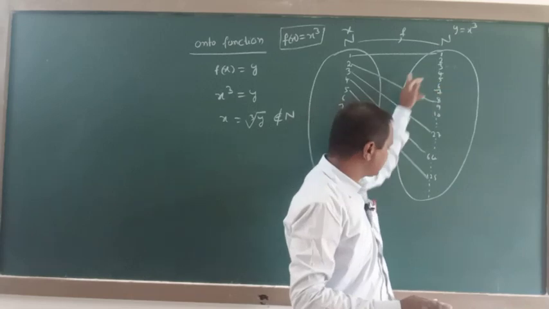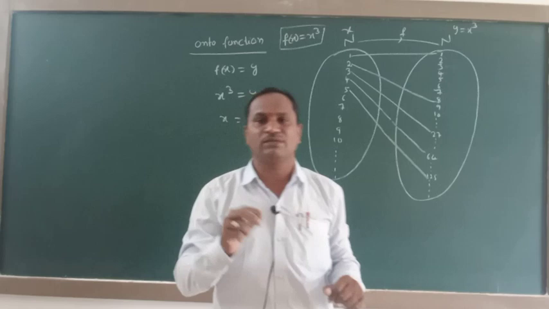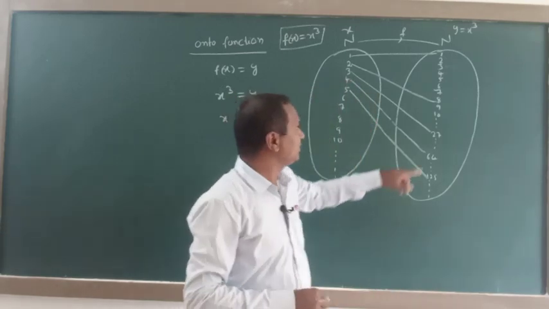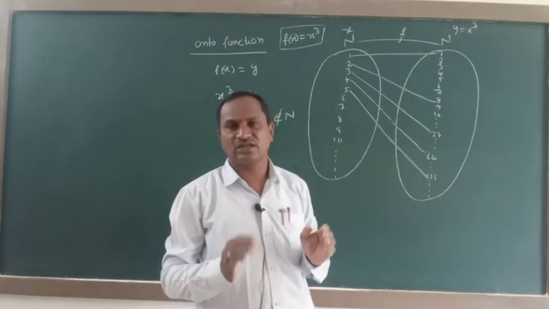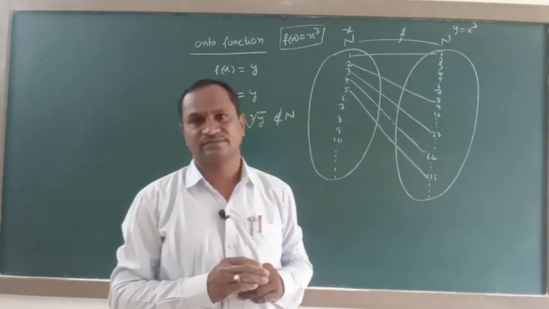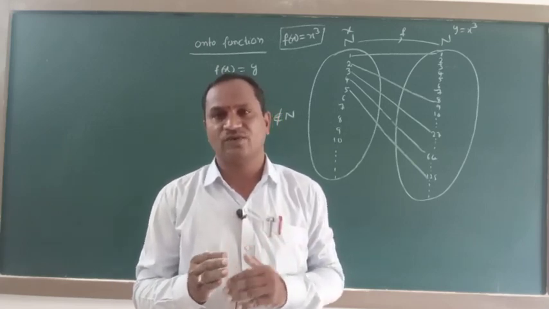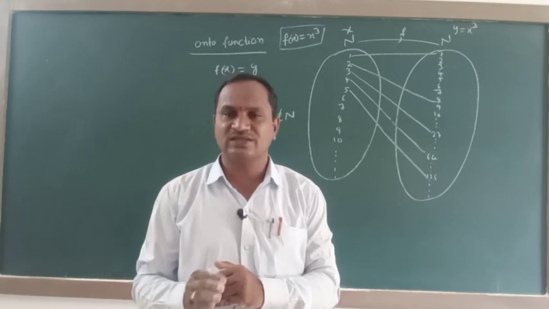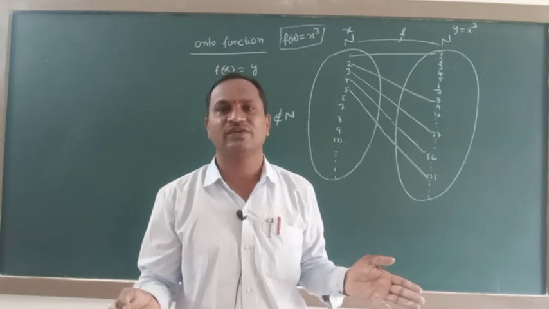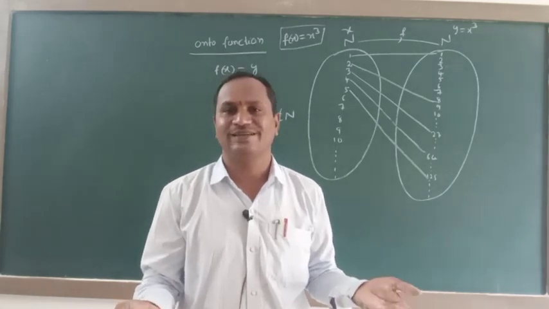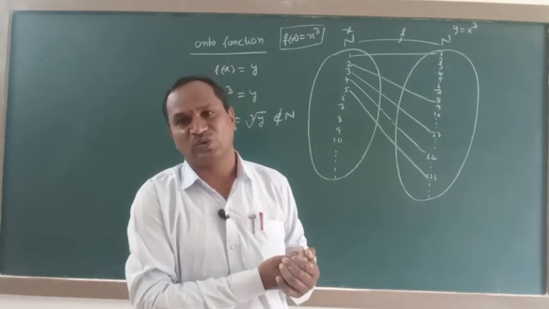Codomain means the whole set. Range means only the set of all images. What are the images here? 1, 8, 27, 64, 125. Those numbers we call images. But the image is only 1, 8, 27, 64, 125, while the codomain is the whole set. Can you equate these two sets? We can't. So codomain is not equal to range, and that's why we can say f is not an onto function.